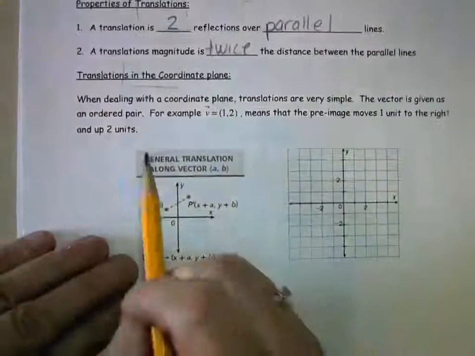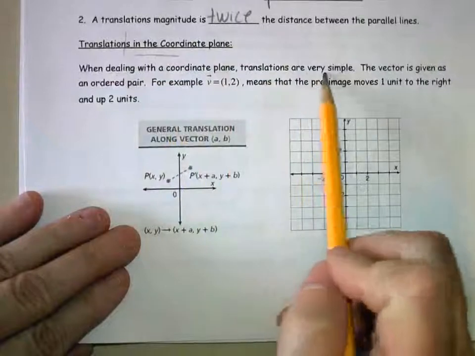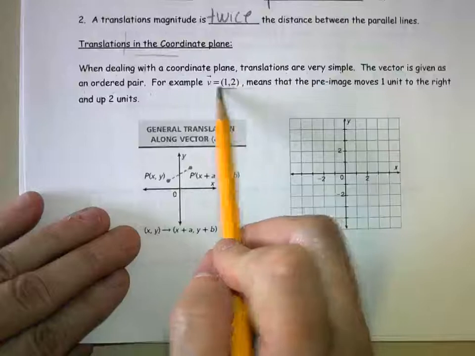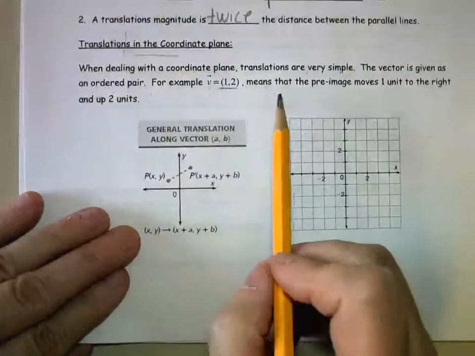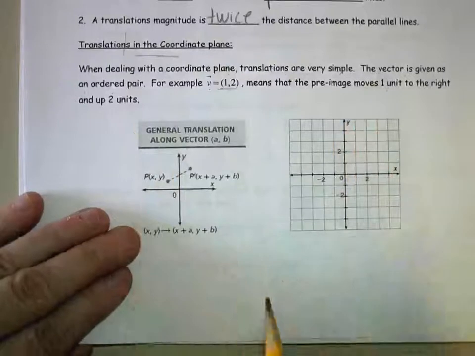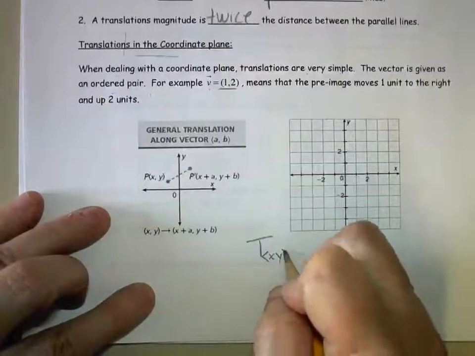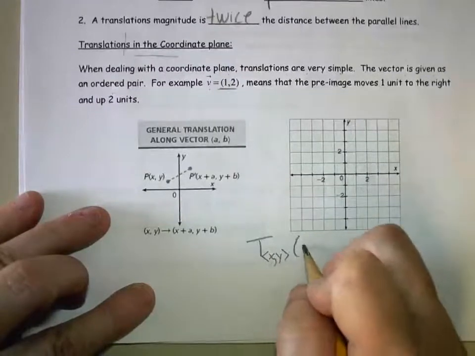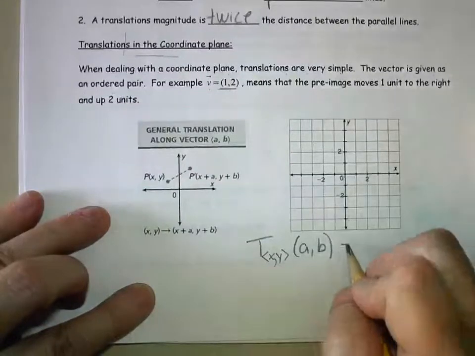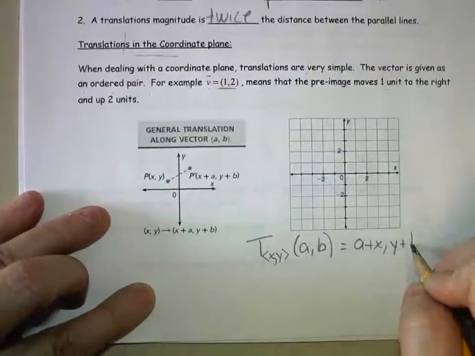And now we have some translations in the coordinate plane. When dealing with a coordinate plane, translations are very simple. The vector is given as an ordered pair. That means the pre-image moves 1 unit to the right and up 2 units. And there's a second notation. If you're going to translate a point (A, B) along the vector (X, Y), that would become (A plus X, Y plus B).